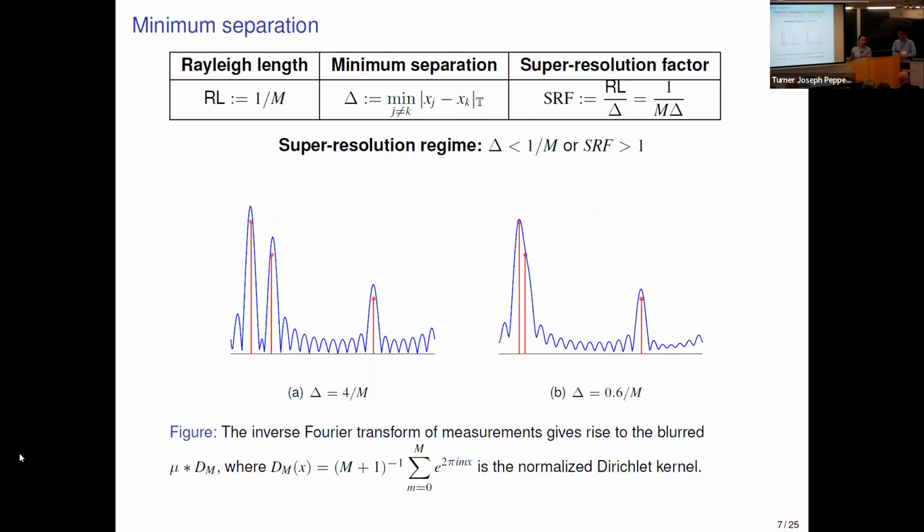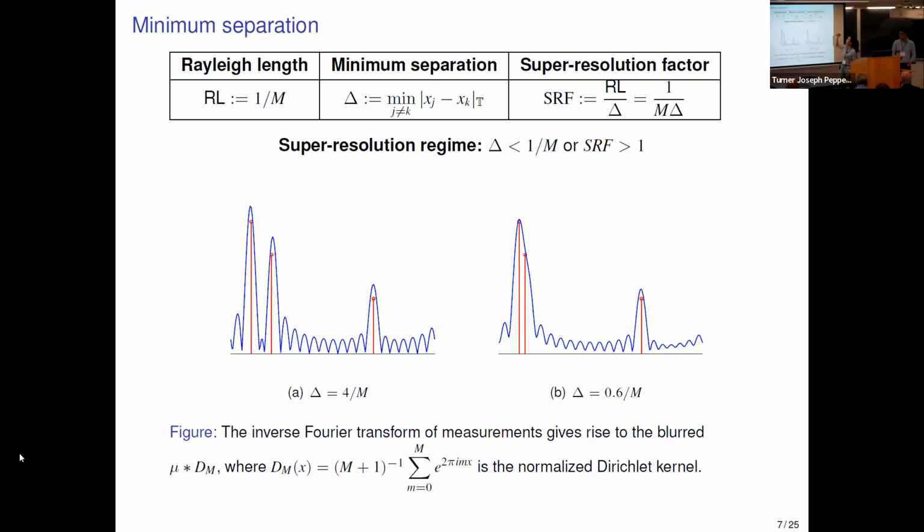field sensors. When we receive the Fourier measurement up to frequency capital M, we lose all the frequencies beyond M. The Rayleigh length is 1 over M. It's a standard resolution limit. The minimum separation between two point sources determines the difficulty of the problem, and we represent it by delta.